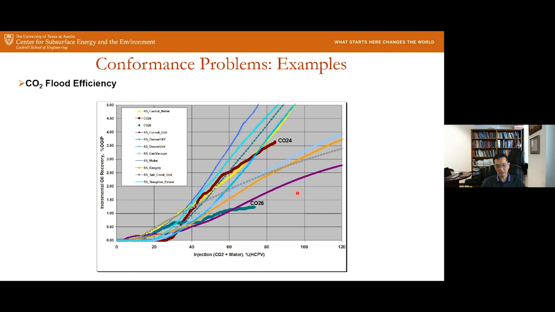The slope of these curves shows you the utilization of your CO2. To be precise, the reciprocal of the slope gives you the CO2 utilization ratio, meaning the amount of CO2 required to produce a barrel of oil. The more gradual the slope, the lower the CO2 flood efficiency and the more severe the conformance issues. But if you put it in the context of CO2 sequestration or geologic storage, you want the slope to be as steep as possible, meaning the storage capacity of the reservoir can be increased with better CO2 flood efficiency.